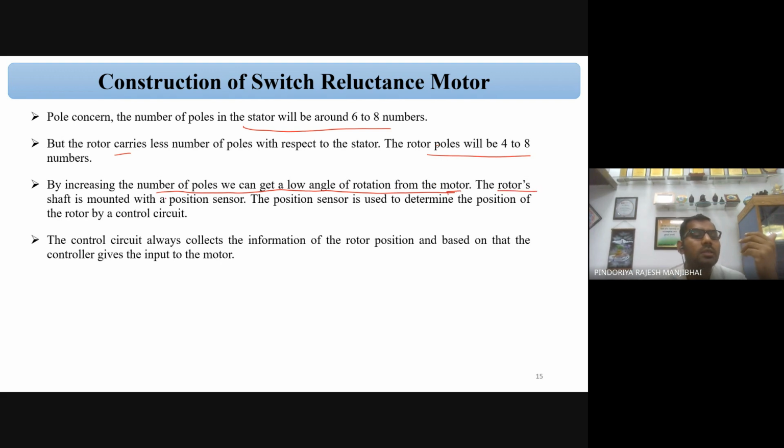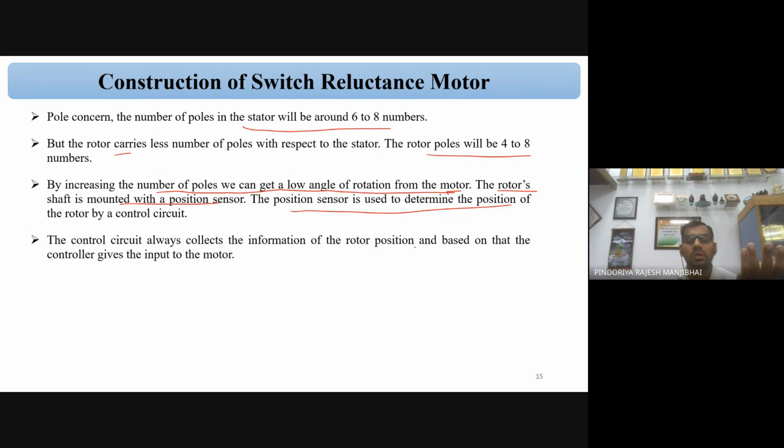The rotor's shaft is mounted with the position sensor. The position sensor is used to determine the position of the rotor for the control switch. It is the same as a Hall effect sensor. We use the Hall effect sensor in the case of the BLDC motor. Why use the Hall effect sensor? Because we have to sense the rotor position. Okay, so here it is also the same.